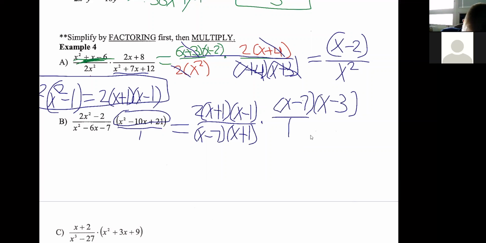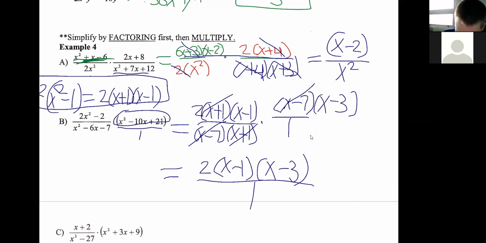But basically, you want to see what cancels out. Your x minus 7s cancel, your x plus 1s cancel. So this would be 2, parentheses x minus 1, parentheses x minus 3, all over 1. So you can even drop the fraction if you want. Honestly, I think it's probably better to keep your answer in this form. But if you wanted to, you could distribute the 2 and then FOIL it out to get it in standard form.